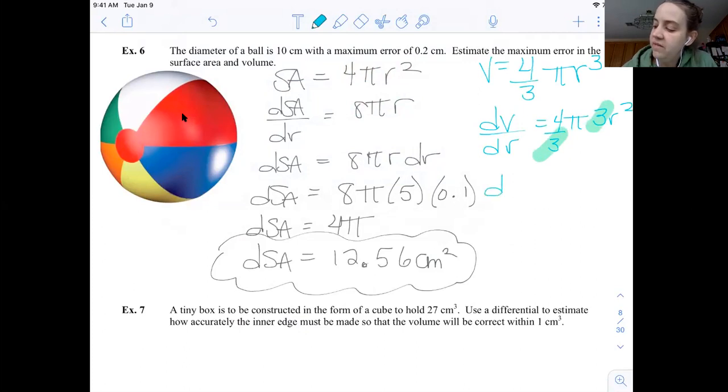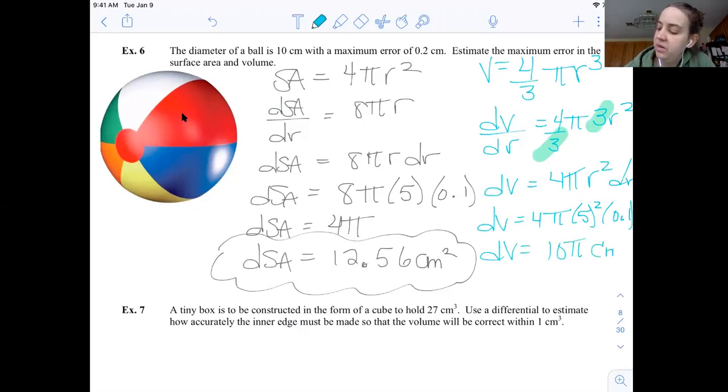So the change in the volume, and I'm going to multiply by dr on the right-hand side at the same time, is 4 pi r squared dr. Then we put in our values. So dV is 4 pi. The radius, again, is 5. That change in the radius is 0.1. So 5 squared is 25. 25 times 4 is 100. 100 times 0.1 is 10. So dV is 10 pi centimeters cubed. If you're looking for the decimal equivalent, 3.14 times 10 is 31.4 centimeters cubed.